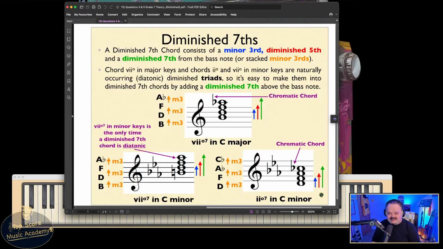So for my GCSE students, you should be practicing that anyway, because you don't have to really explain what the diminished seventh chord is or how it's made up, but just being able to hear that quality of sound is quite useful.